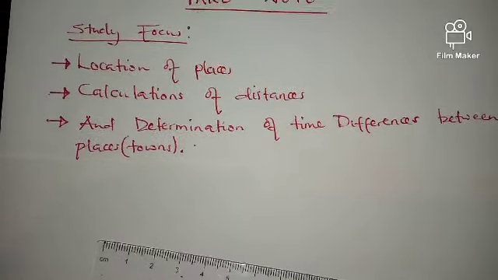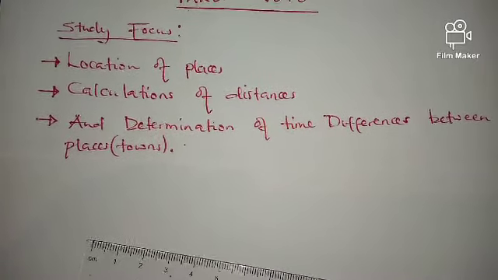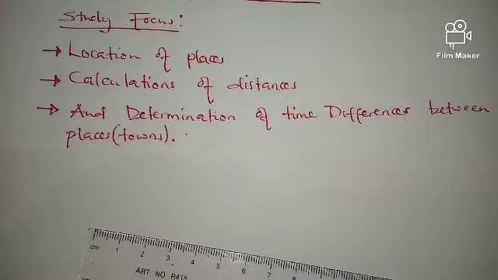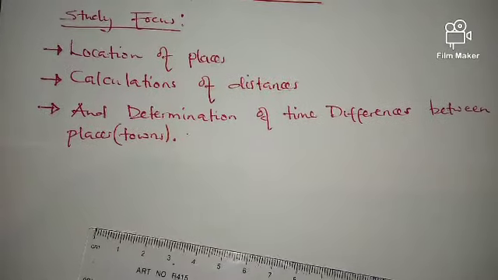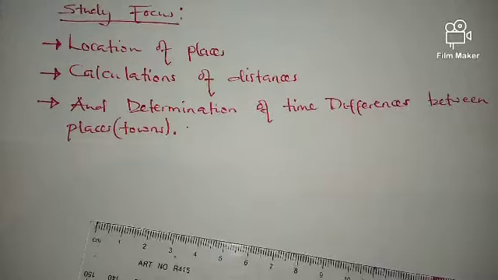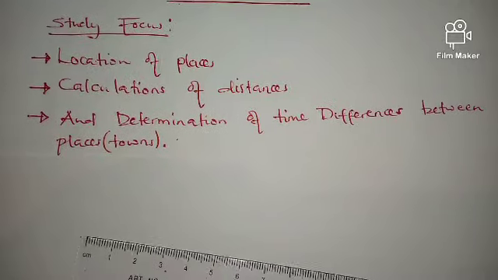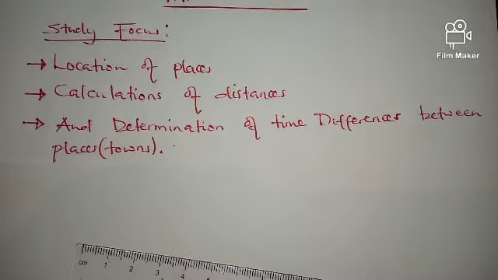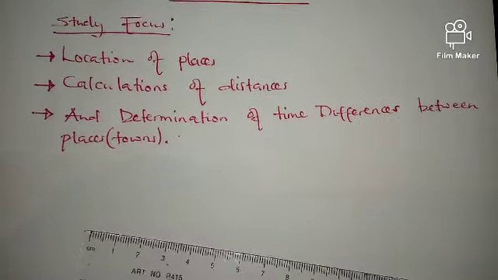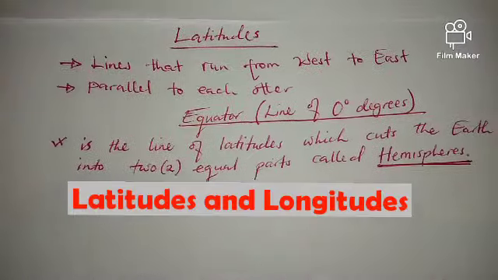So for mathematical purposes, the Earth is taken as a sphere, and it is assumed that it has a smooth surface. This means that irregularities on the Earth's surface, such as hills and mountains, are ignored. Now, if we go back to our study focus, the 3 bullets you're seeing on your screen, how can we achieve this? We now have to go to what is known as the lines of latitude and longitude.